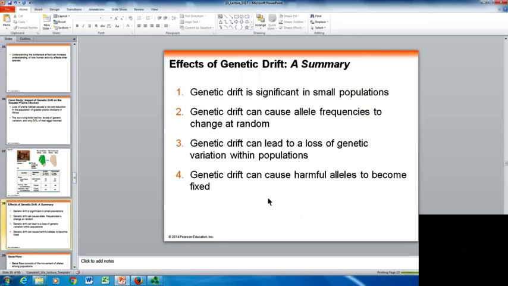So the effects of genetic drift: genetic drift is going to be more significant in small populations. It can cause the allele frequencies to change at random. It can lead to a loss of genetic variation within the populations, and it can cause harmful alleles to become fixed.